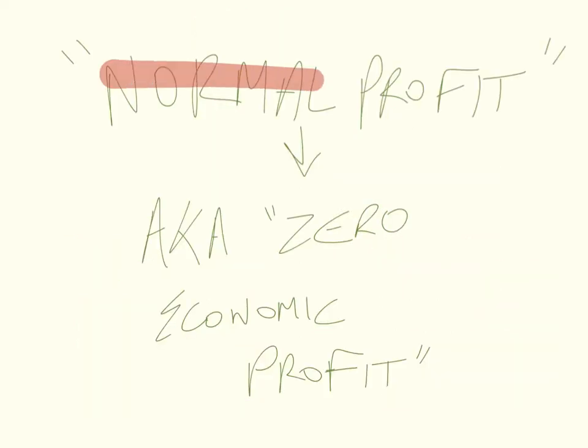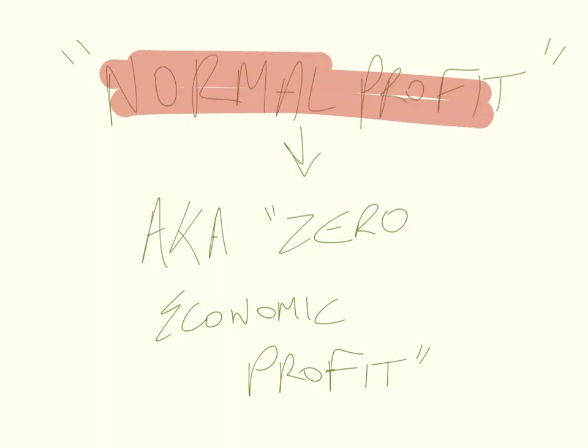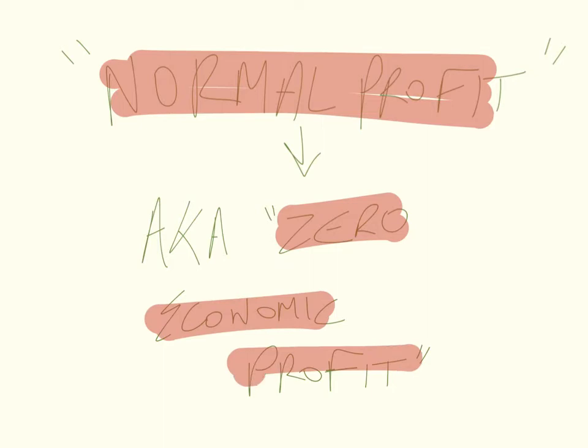So remember, when a firm is earning normal profit, that means it is earning zero economic profit. That means the revenue earned is just enough to cover the total implicit and explicit costs. Because it includes the opportunity cost of running the business, the firm is earning a normal profit. It's earning zero economic profit.